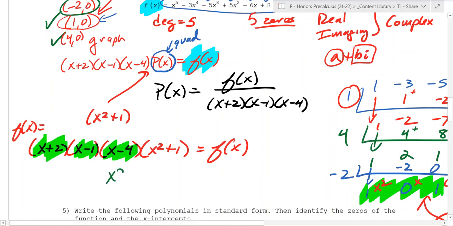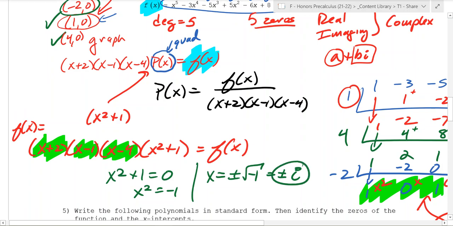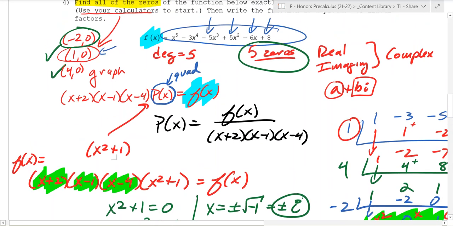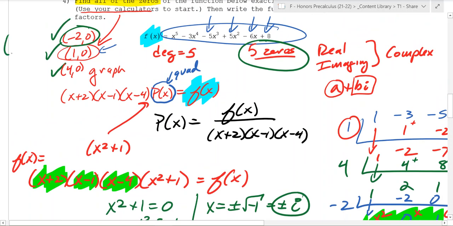What about this x squared plus 1? When does that equal 0? Well, that's when x squared is equal to -1. Take the square root of both sides and you get x equals plus or minus the square root of -1. Well, the square root of -1 is i, so it's plus or minus i. So what are the 5 zeros? They are -2, 1, 4, i, and -i. These are imaginary, and we found them right there.